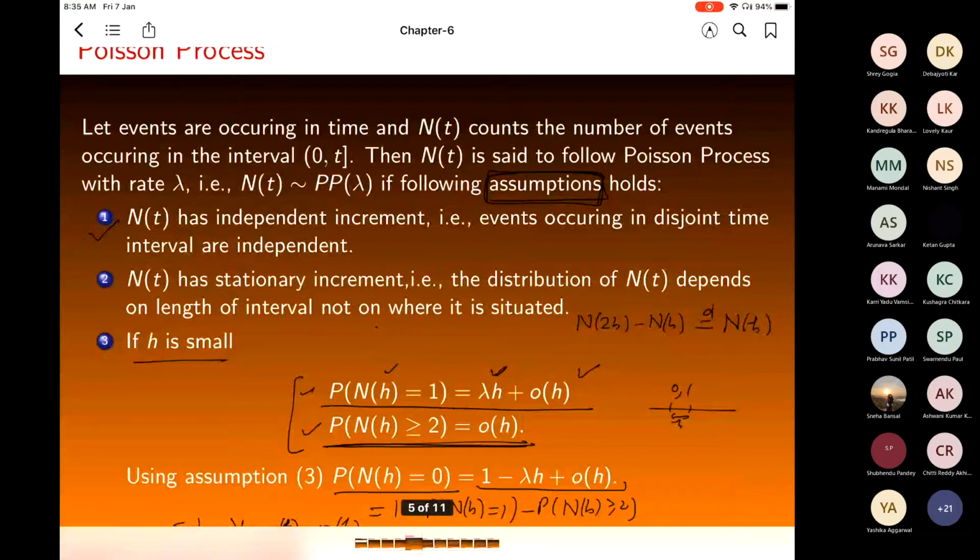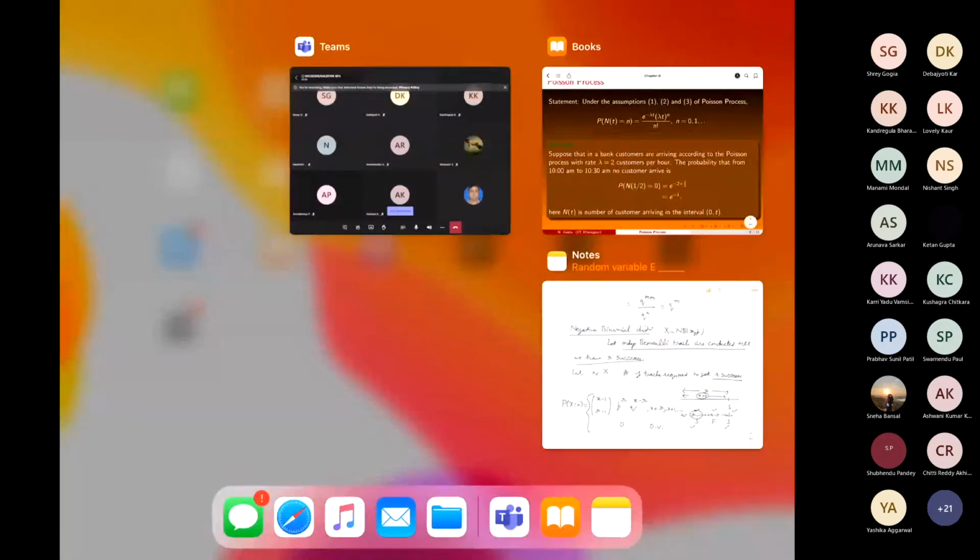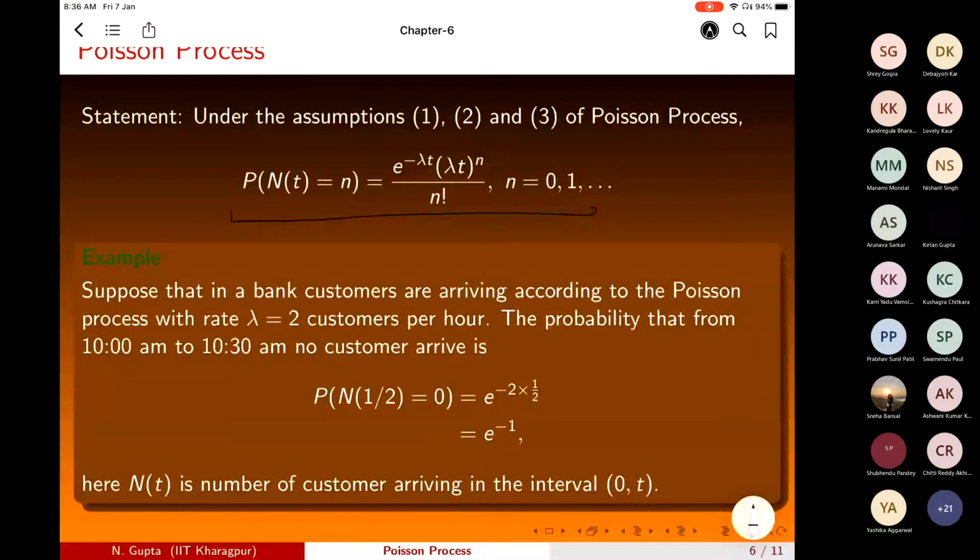So under these assumptions, N(t) will have the following distribution: e raised to power minus lambda t, times lambda t raised to power n, upon n factorial, where n is 0, 1, 2, 3, and so on. How do you get that expression? Okay, if you want, I can prove that. Because we have to show this for the stochastic process also, let me just solve it here.